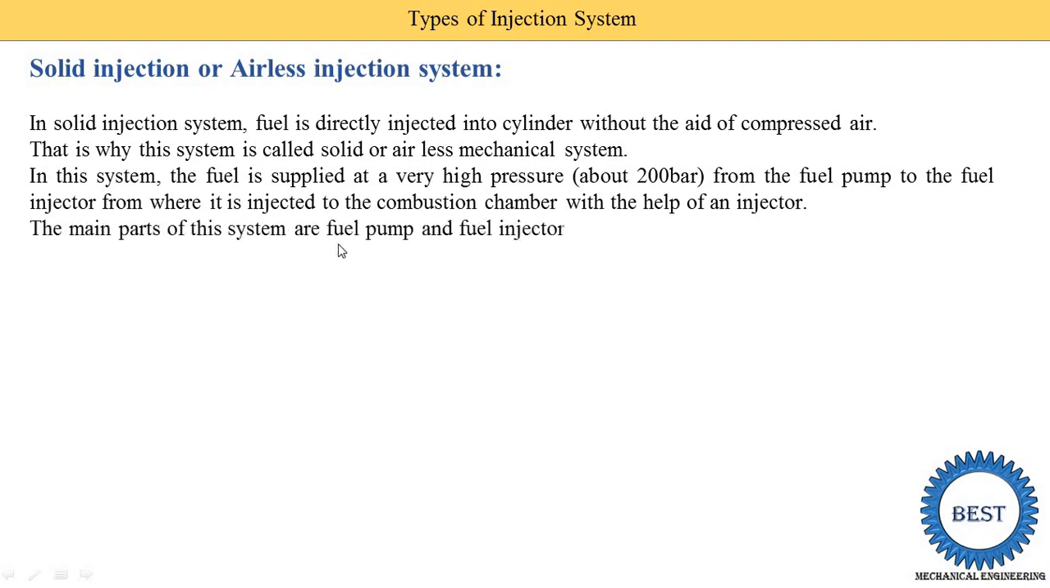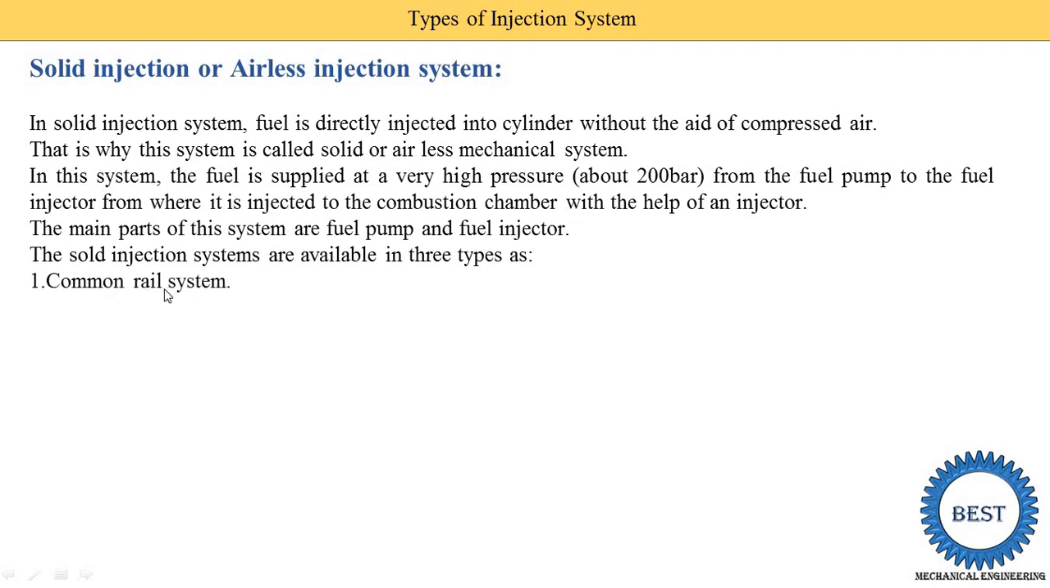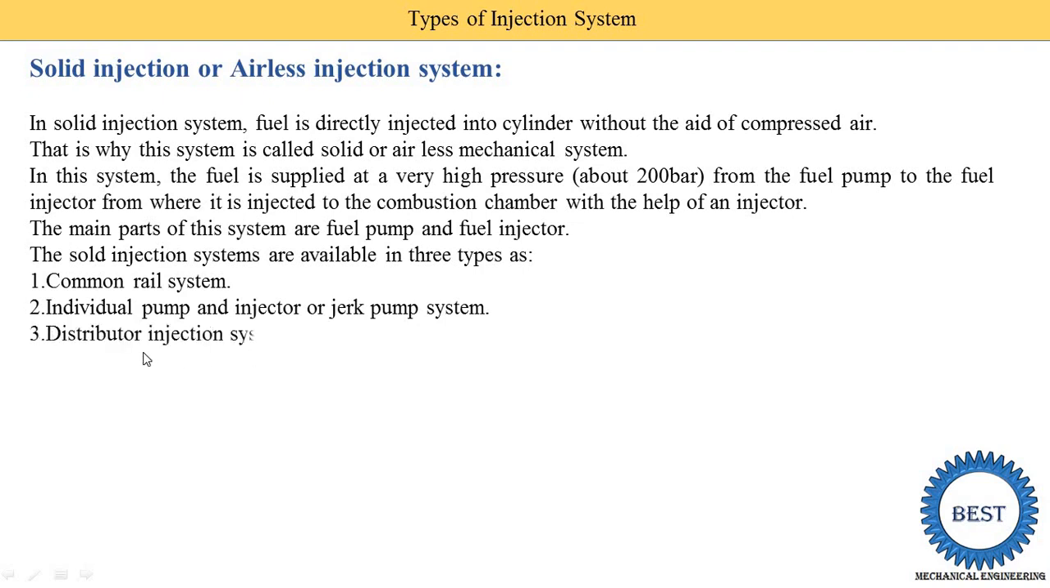The main parts of the system are the fuel pump and fuel injectors. The solid injection systems are available in three types. First one is the common rail injection system. Second is the individual pump and injector system. And the third one is the distributor injection system. For these three systems I will make separate videos.